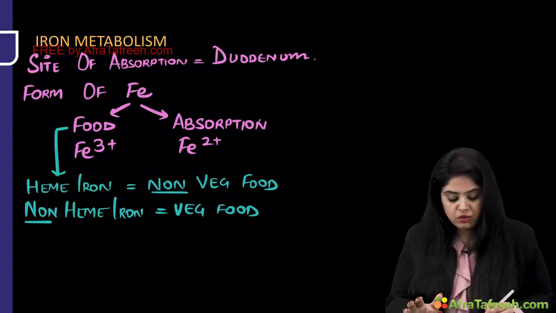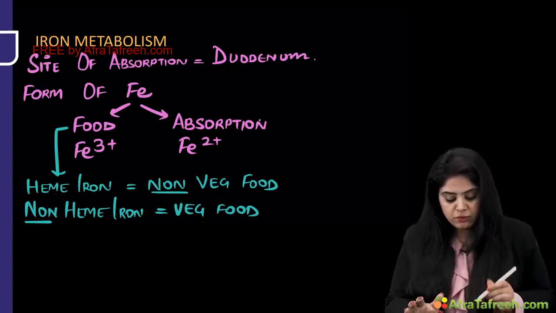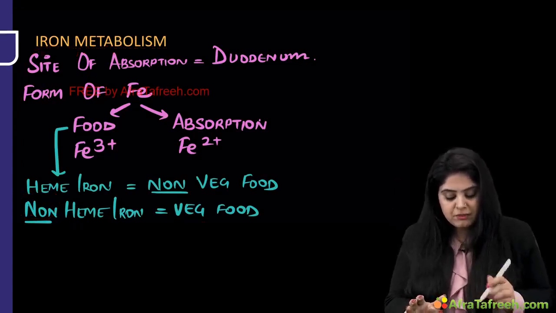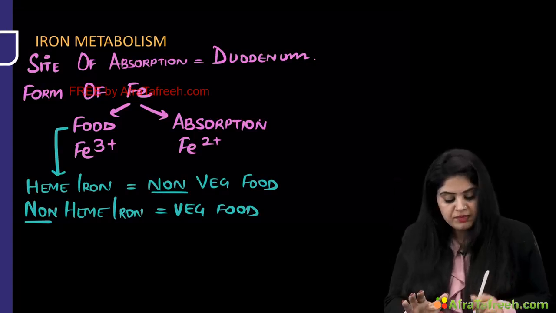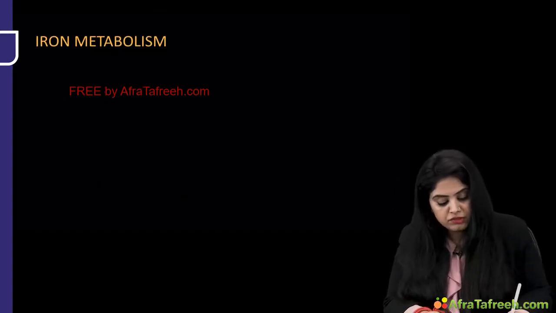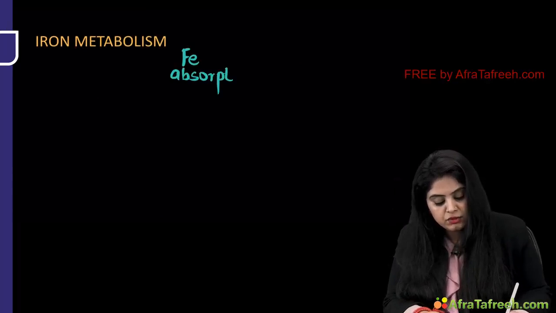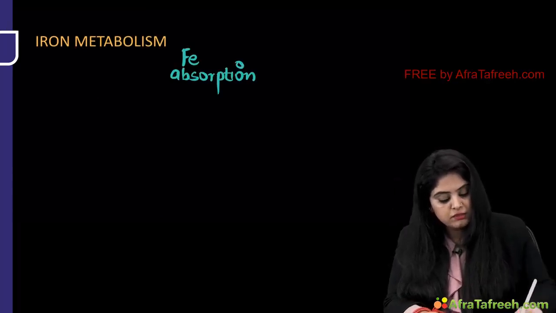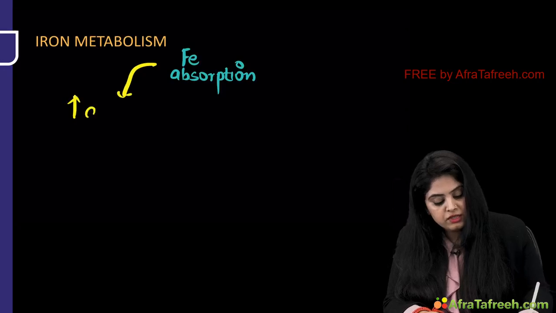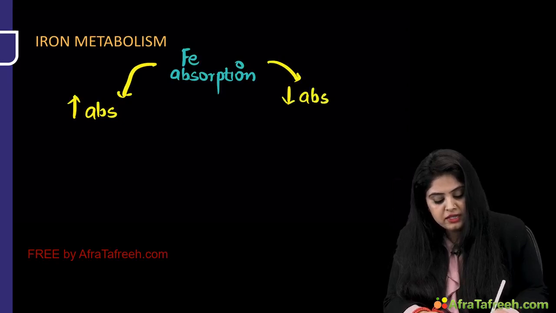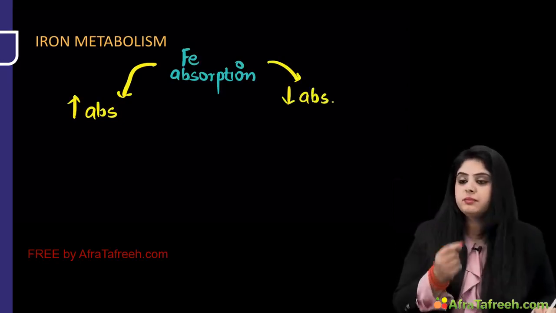Now let's start with how iron is going to get absorbed. Before I start with that, there are some basic definitions that you should know, about how iron metabolism is going to get affected. So basically, when I'm talking about iron absorption, what are all the things in my body which increase the absorption, and which are all the things in my food and my diet which can decrease the absorption? A very simple way of learning it.